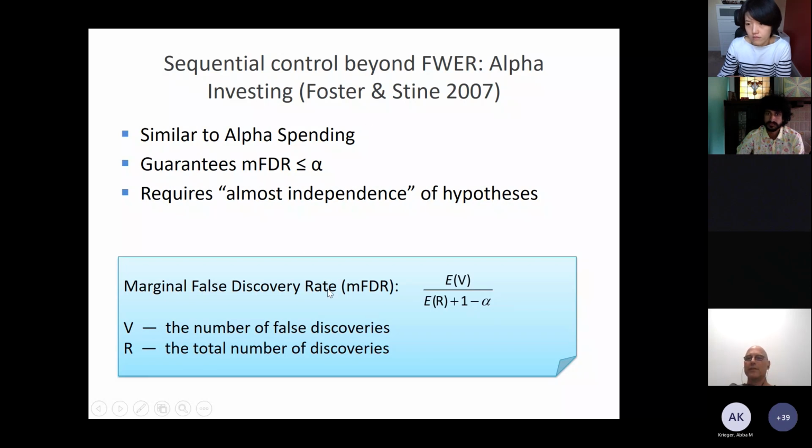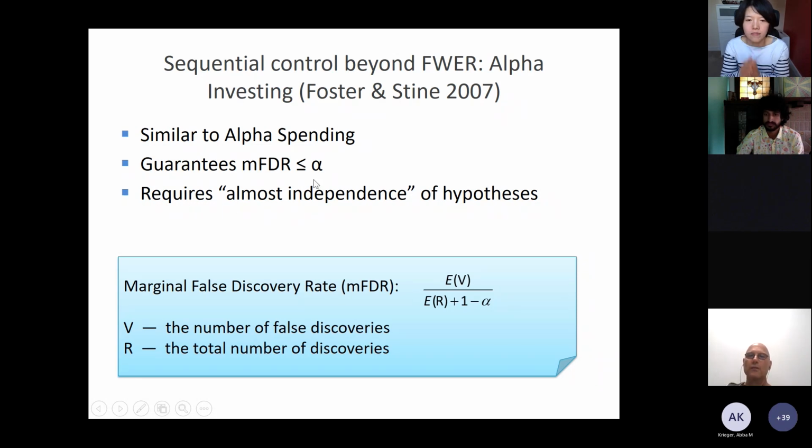So I'll just give a quick introduction to the idea of alpha investing, pioneered by Foster and Stine in 2007. It's very similar to alpha spending, but in alpha investing, you actually get prizes when you reject a hypothesis. They were able to show that this controls the marginal false discovery rate, MFDR. False discovery rate is the ratio of the expectations of false discoveries to total discoveries. Marginal false discovery rate is the expectation of the ratios, with an adjustment that is required to control under the complete null, but I'm not going to get into that.